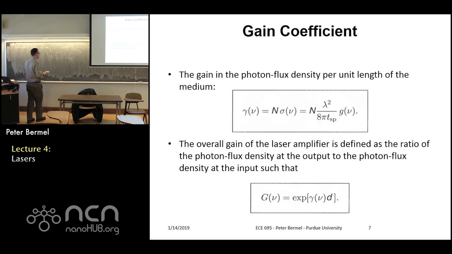So another way to put it is that the output at D as a function of nu is equal to the gain factor G of nu times I0 of nu, if that makes sense. Okay. Any other questions then?